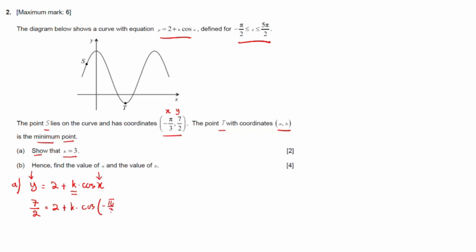Now, for some of you who are not really familiar with using pi, you can change that pi into 180. So this one is going to be negative 180 over 3, so it's actually going to be negative 60. I'll rewrite this as degrees: k times cos negative 60 degrees. Now, how do we find the value? Remember, this is paper 1. You cannot use a calculator to find the value of the cos. So this is one of the special angles.